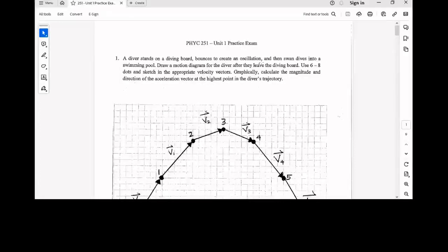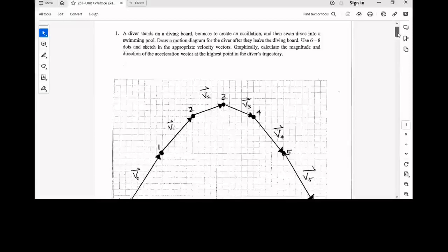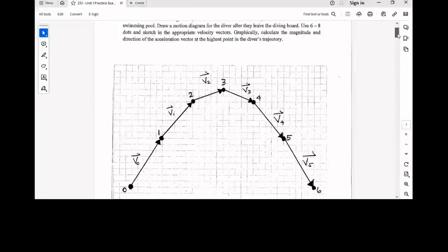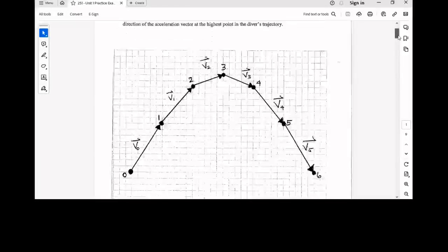Number 1, a diver stands on a diving board, bounces to create an oscillation, then swan dives into a swimming pool. Draw a motion diagram for the diver after they leave the diving board, use 6 to 8 dots and sketch in the appropriate velocity vectors. Graphically calculate the magnitude and direction of the acceleration vector at the highest point in the diver's trajectory.